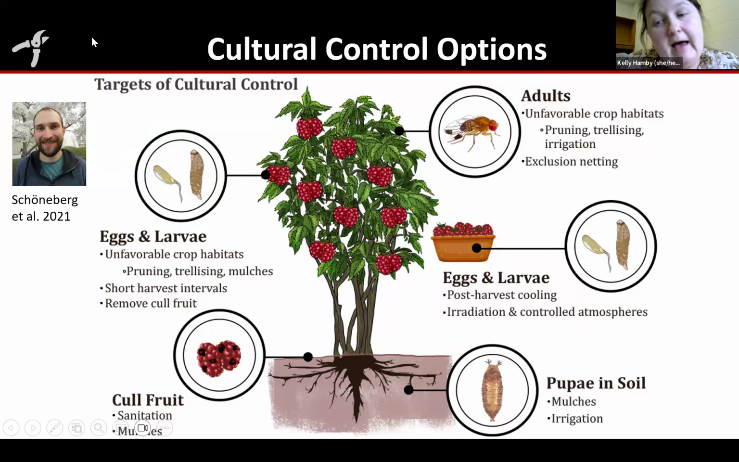So we know that spotted wing Drosophila doesn't like very hot or very dry weather. So with most of these cultural control options, the goal is to make the crop habitat less favorable for them. They may be pupating in the soil, so mulches and how you're irrigating could impact how they survive in the soil. Removing cull fruit for sanitation, pruning and trellising to try to open up the crop canopy to make it hotter. Shorter harvest intervals removes cull fruit also. These were all evaluated.